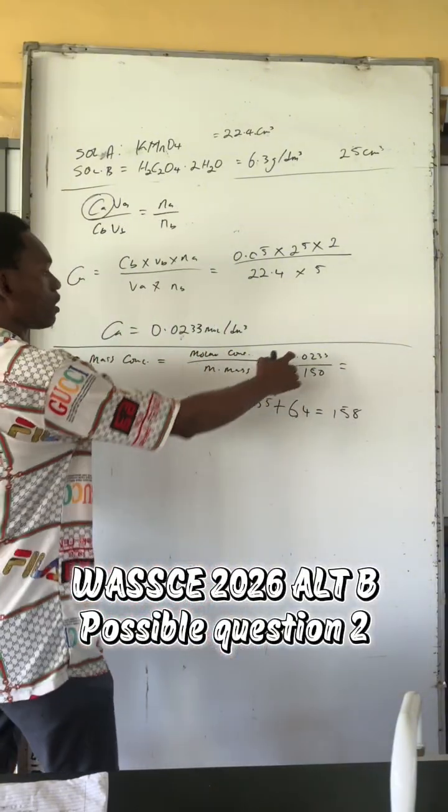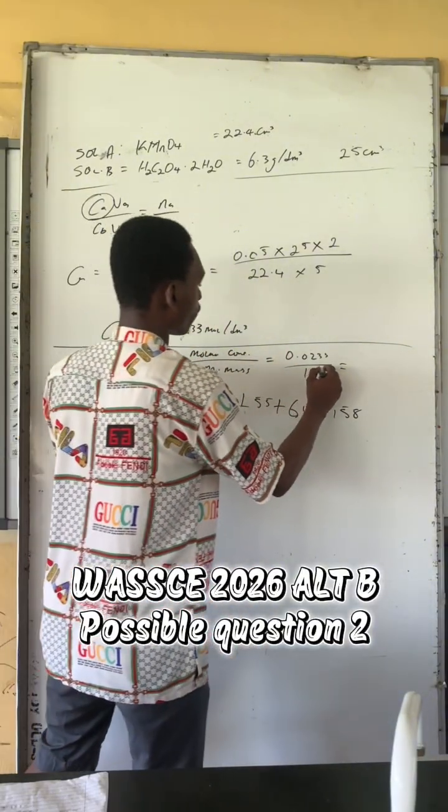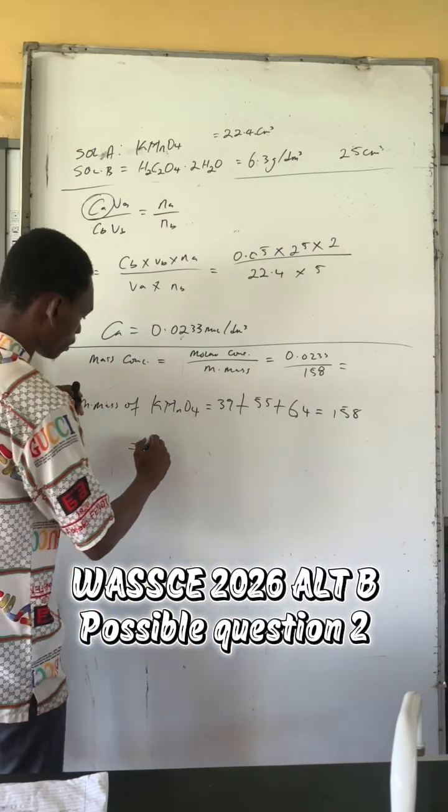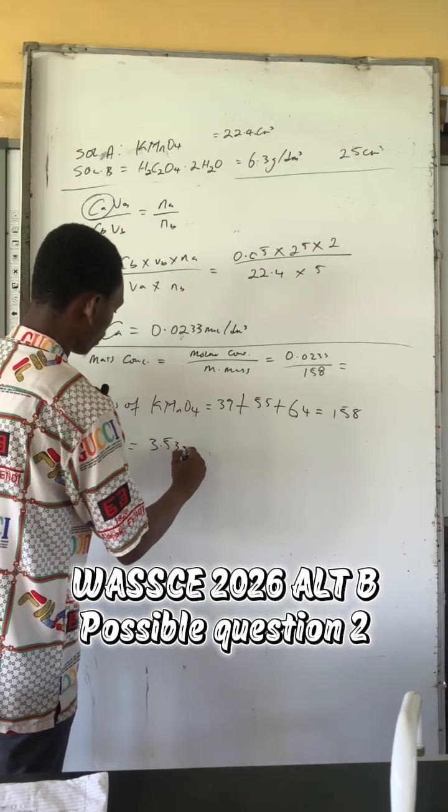When we multiply this number by 158, that simply gives us 3.53 gram per dm cube.